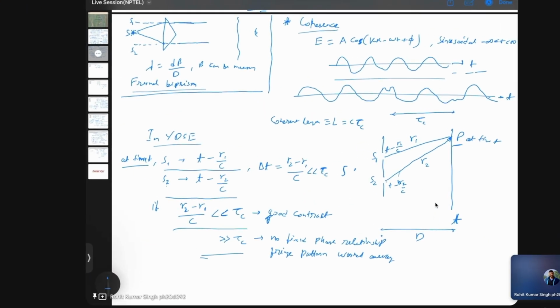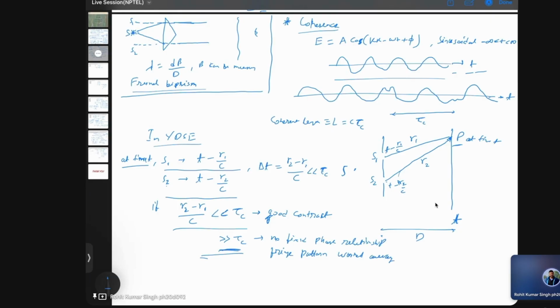Otherwise, if this time is greater than the coherence time, there will be no fixed phase relationship. They will be out of phase and the fringe pattern will wash away. That is what I was telling.